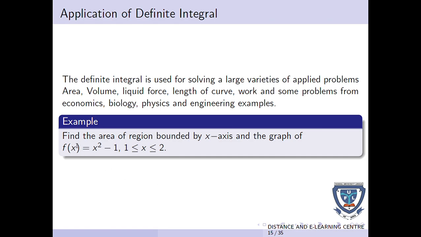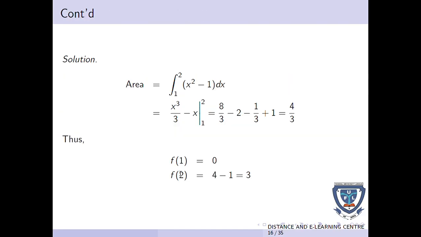Here, we should find the area of the region bounded by the x-axis and the graph of f of x equal to x squared minus 1 over the range of x going from 1 to 2. In this problem solution, area equals the integral from 1 to 2 of x squared minus 1 dx, and over the interval 1 to 2 you get 4 over 3. Looking at the interval again, f at 1 gives us 0, while f at 2 gives us 3.